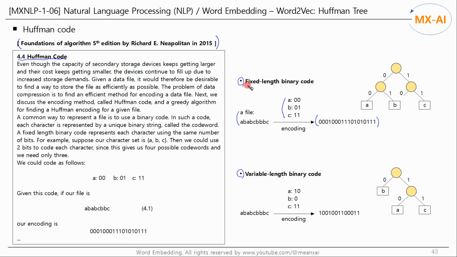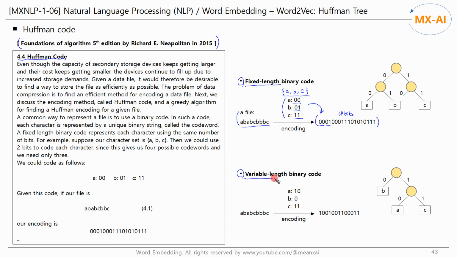A fixed-length binary code represents each character using the same number of bits. For example, suppose our character set is ABC. Then we could use 2 bits to code each character as follows. If a file contains a character string like this, each character is encoded using the given code as follows. With this encoding, it takes 18 bits to represent the file.